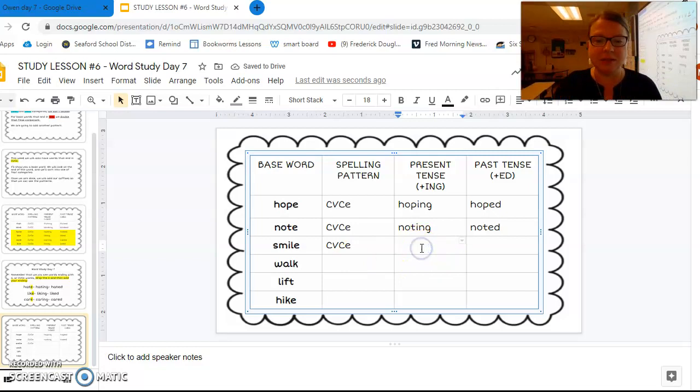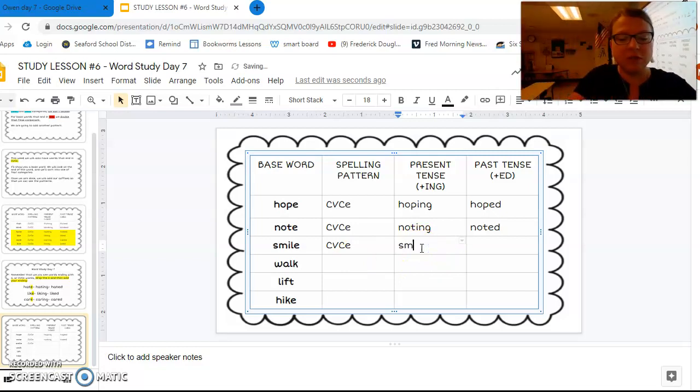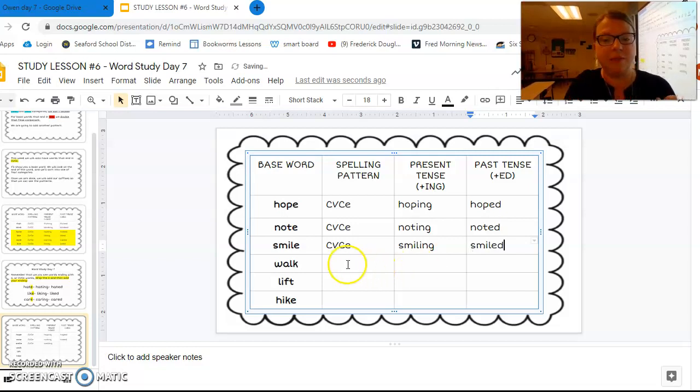Very good. Yes, it's a CVCE word. So smile, add ing, smiling, and smiled in the past tense. All right, next one. You can pause the video again, write the word walk on your board, mark the vowels, and write the right spelling pattern for it.